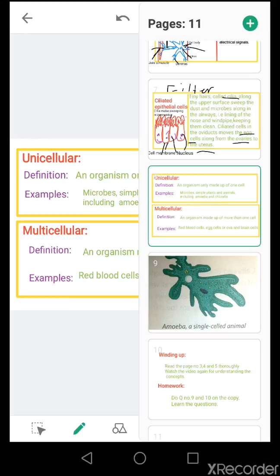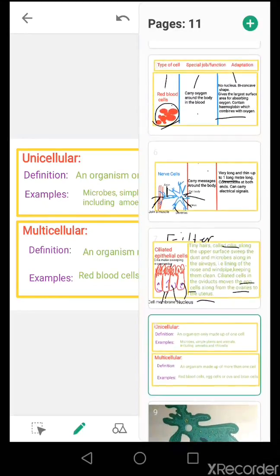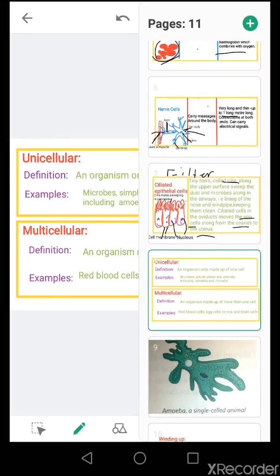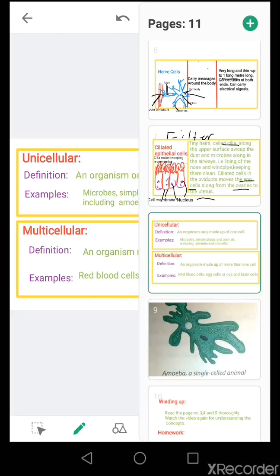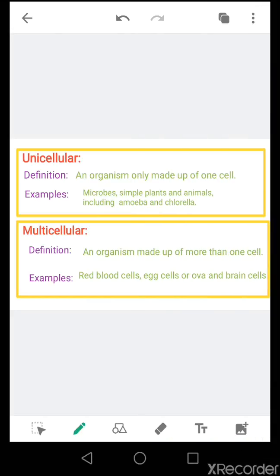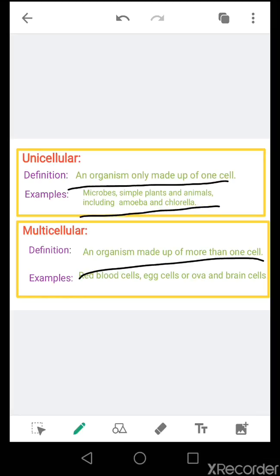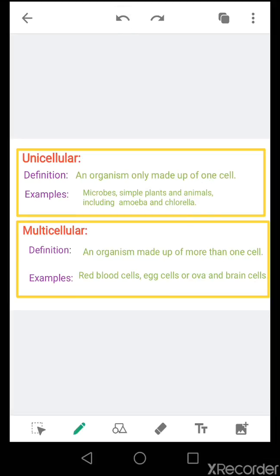Now, I hope you have gotten the concepts of red blood cells, nerve cells, and ciliated epithelial cells. Now we will discuss something about unicellular and multicellular. I've made the definitions and examples for you students over here, which were not present in your textbooks. You can note these definitions if you want. I've separated them from the text given in your textbook.